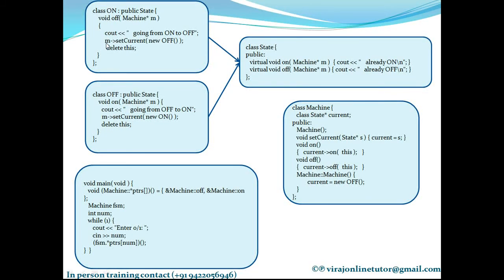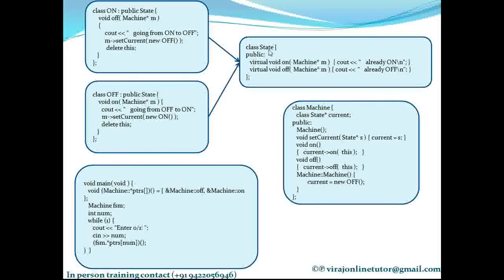So the reason I didn't implement the on function in the on class. Why did I not override the on function in the on class? Because if the state is already on, and if someone calls the on function in that state, it will print on the screen it's already on. Similarly, why didn't I implement the off function in the off class? Because if someone calls the off function when the machine is in state off, it will print on the screen machine is already off. So machine is already on and machine is already off.